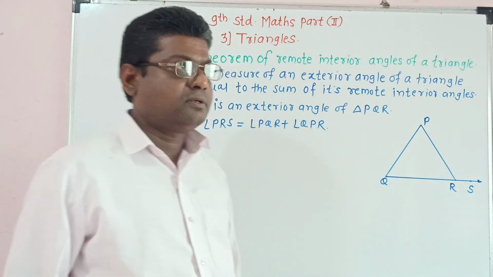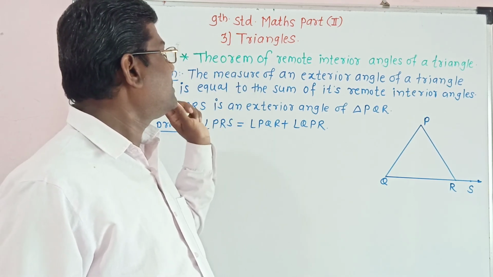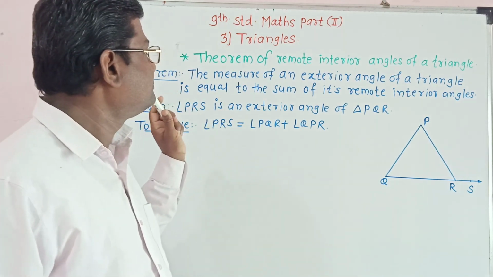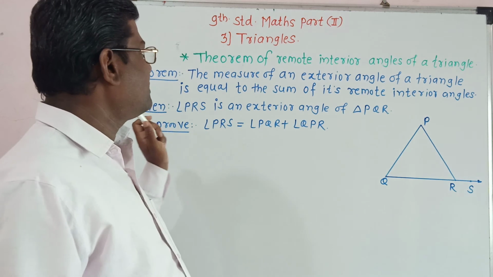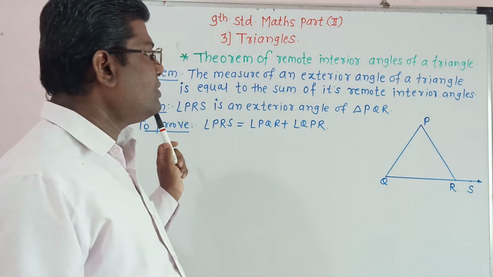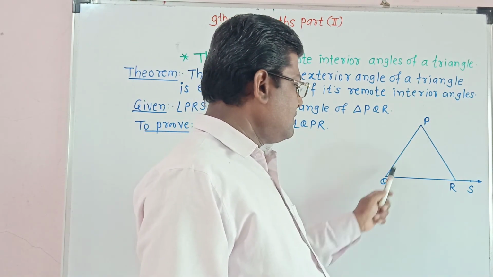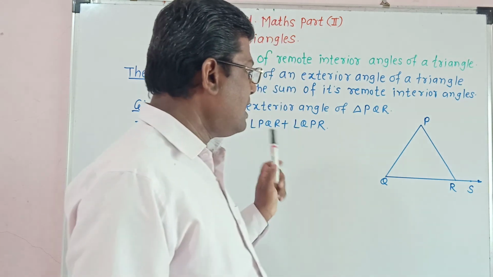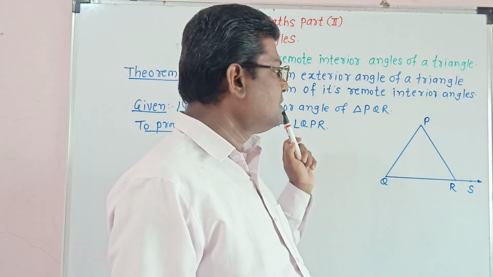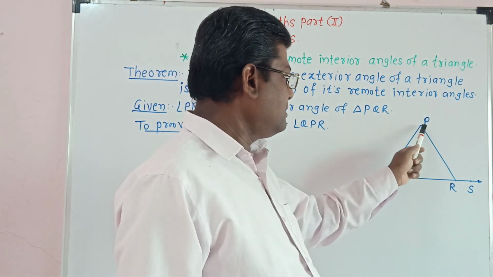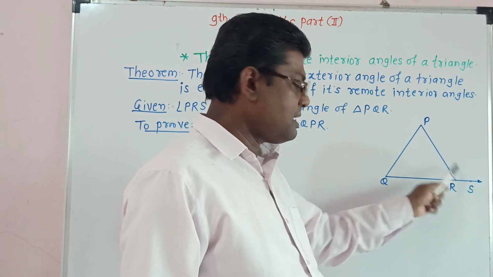Welcome students. Today's chapter is chapter number 3, Triangles, and today we are going to study one theorem. That theorem is called the theorem of remote interior angles of a triangle. So this is a triangle PQR, and angle PRS is called an exterior angle of this triangle, and angle PRQ is an interior angle for this angle.